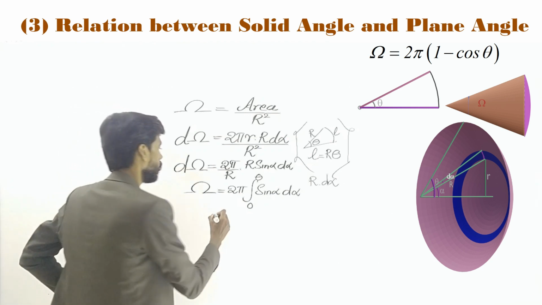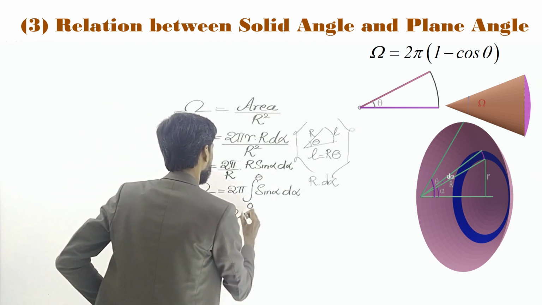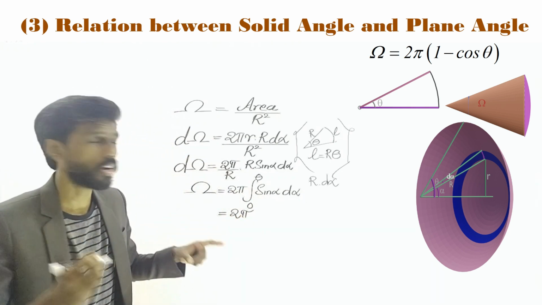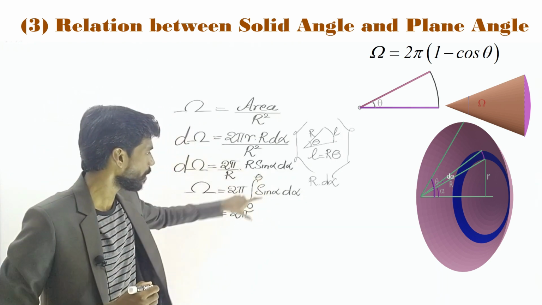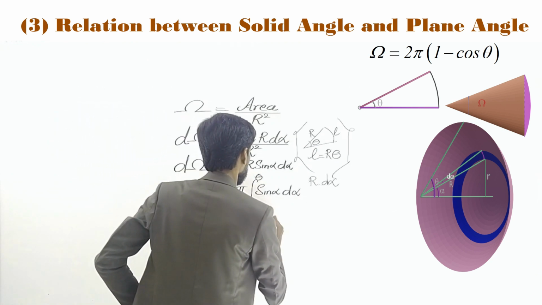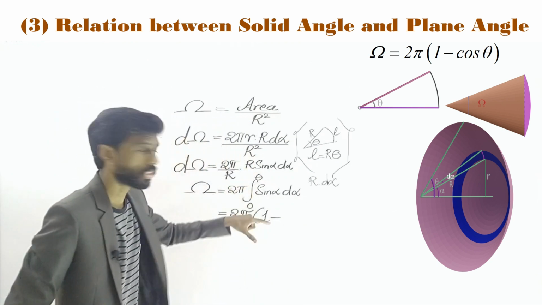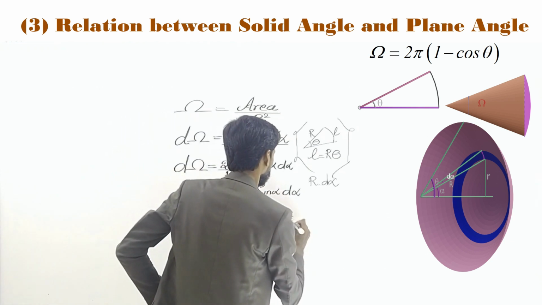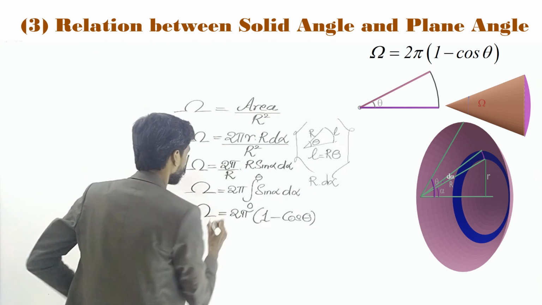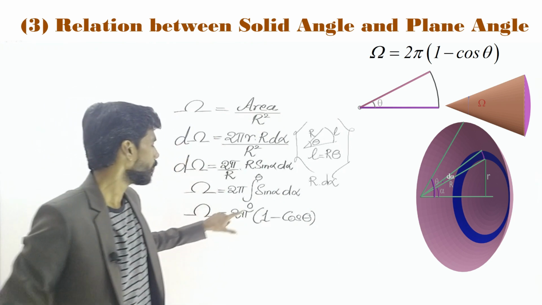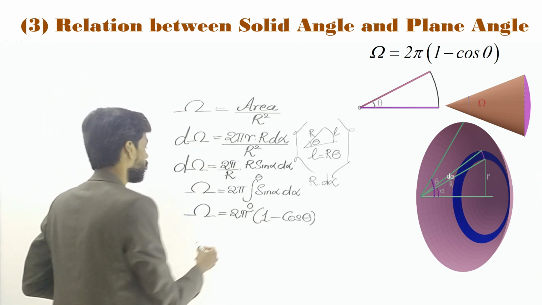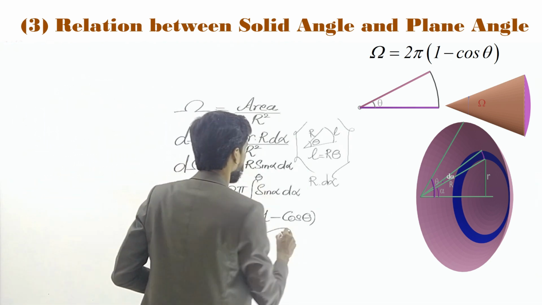So what is this value? This equals 2 pi multiplied by, the integration of sine alpha is minus cos alpha. If you substitute the upper and lower limits, at 0, cos 0 is 1, minus cos theta at the upper limit. So 1 minus cos theta. That's all, so this is the relation. The solid angle equals 2 pi times 1 minus cos of the plane angle, right? This is the relation between the solid angle and plane angle, so you have to remember that.